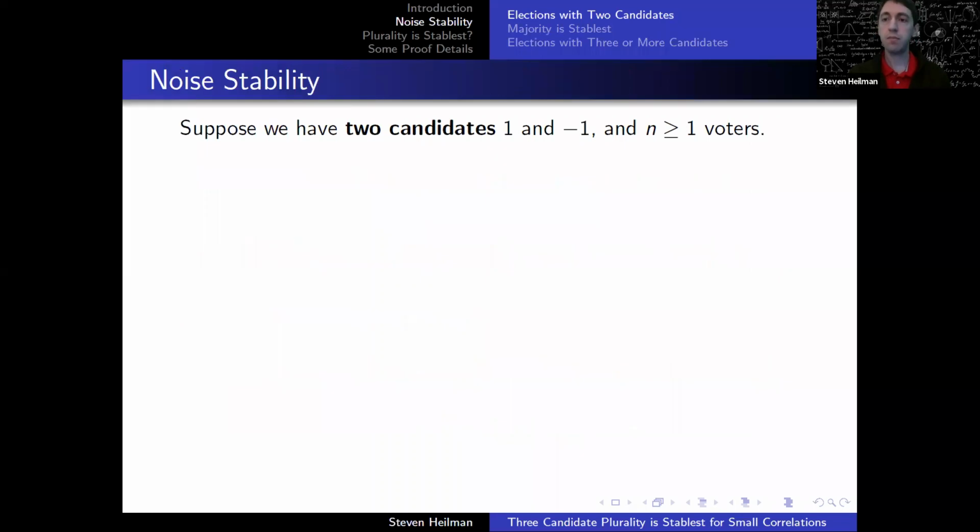Okay, now let me try to be more precise about the main question. How do we find the voting method that's most stable to corruption in the votes? I'll be more precise about what I mean by corruption.